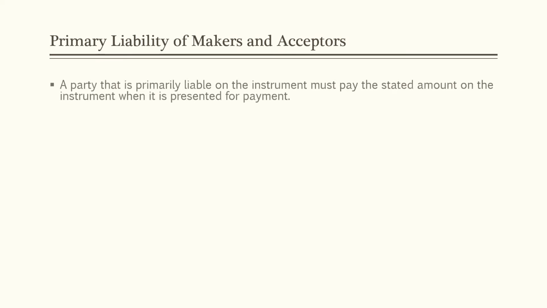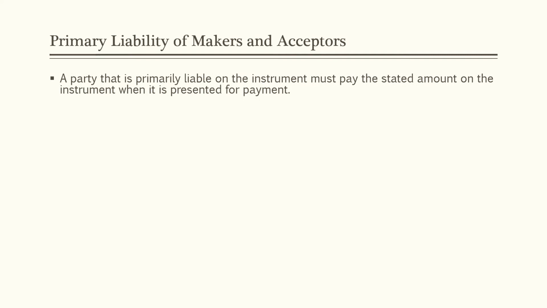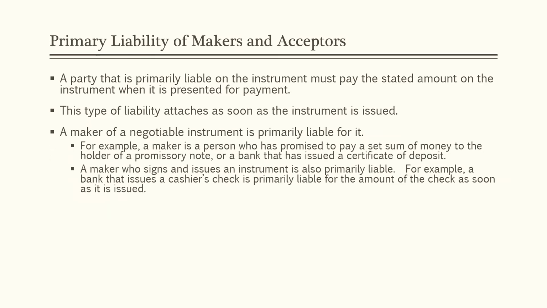Next, we're going to discuss primary liability of makers and acceptors of instruments. A party that is primarily liable on the instrument must pay the stated amount on the instrument when it is presented for payment. This type of liability attaches as soon as the instrument is issued. A maker of a negotiable instrument is primarily liable for it. For example, a maker is a person who has promised to pay a set sum of money to the holder of a promissory note, or a bank that has issued a certificate of deposit.